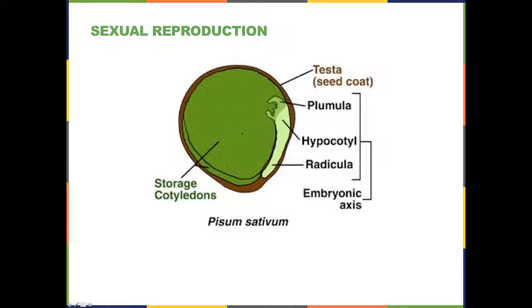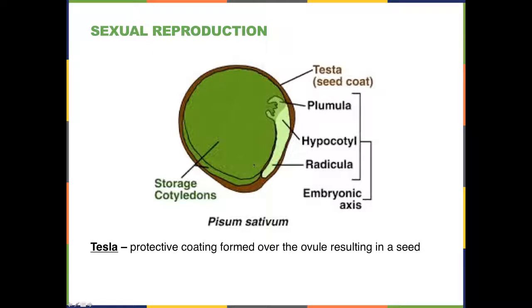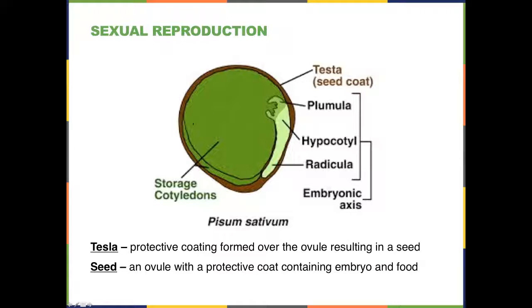So here we have the makeup of the normal seed, and the seed coat on the outside is called the testa. And this is just the coating around the outside of the seed that covers the seed. The seed itself is an ovule that has this protective coat called the testa. So once you have this formed, this is what's known as a seed. And inside here you have the food source, which comes from the endosperm, and the embryo itself.